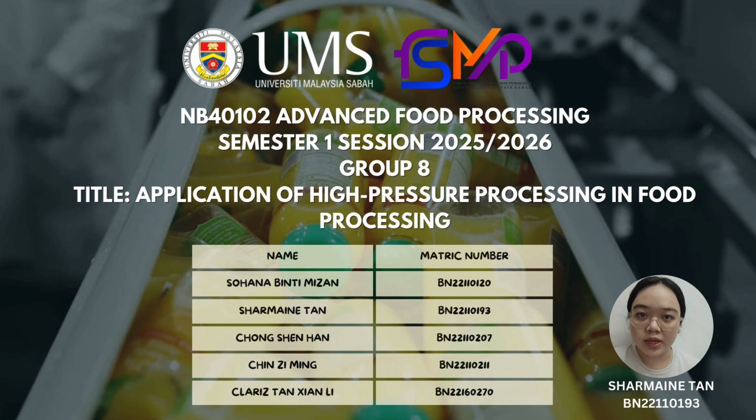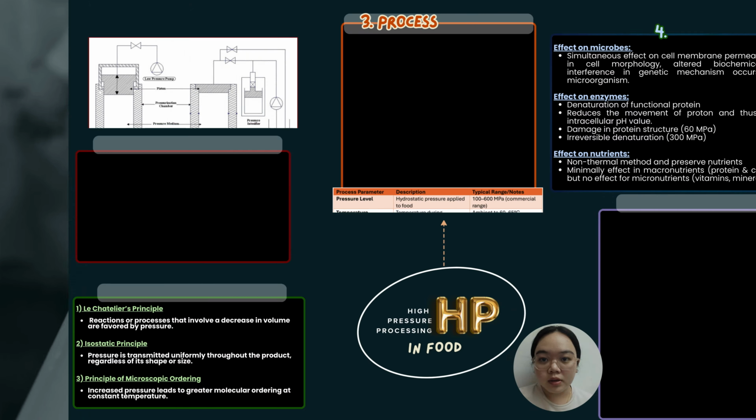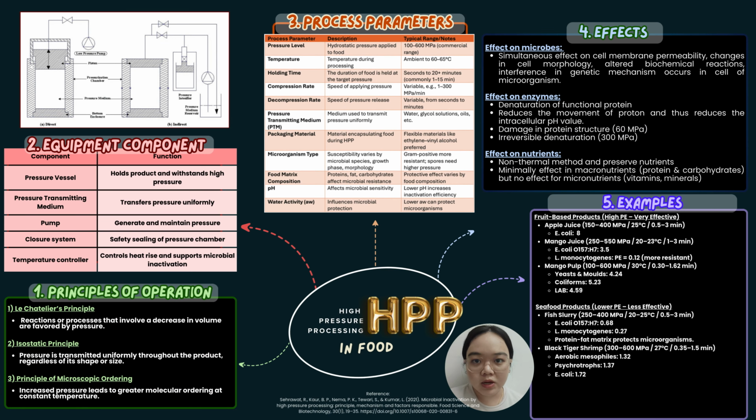My name is Sharmaine Tan, and today our group are pleased to present our topic on high pressure processing, an advanced non-thermal technology used to enhance food safety and quality, especially in microbial inactivation. Before I proceed, here is the mind map that represents our overall structure for the topic. It gives a quick visual summary of important aspects of high pressure processing.